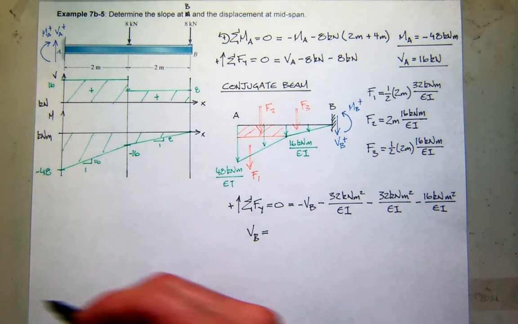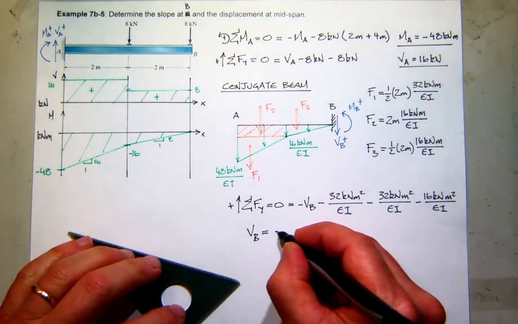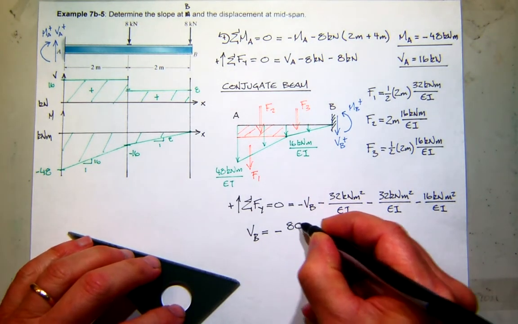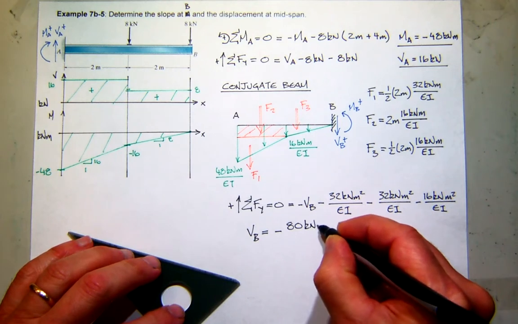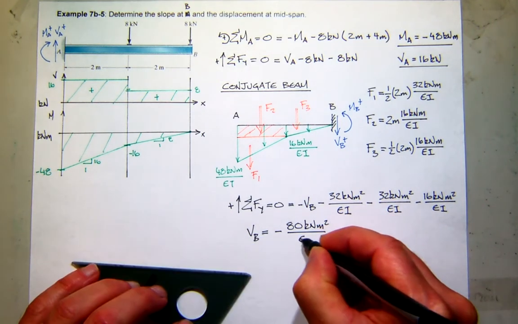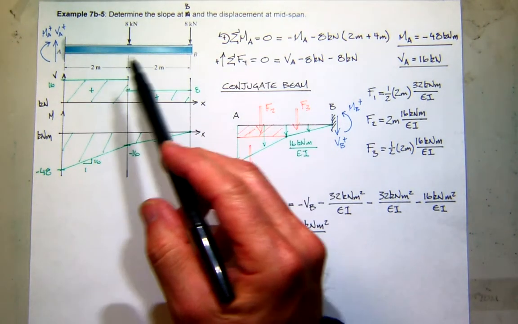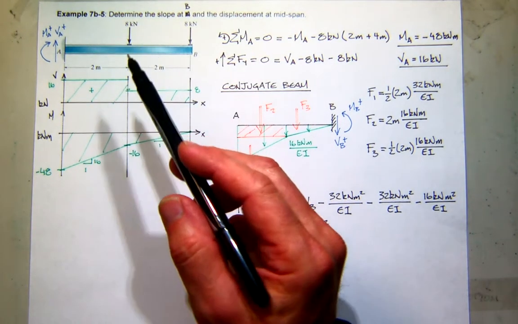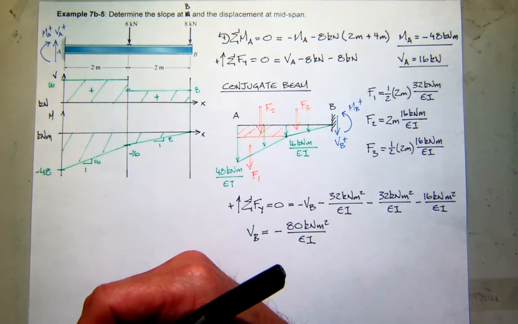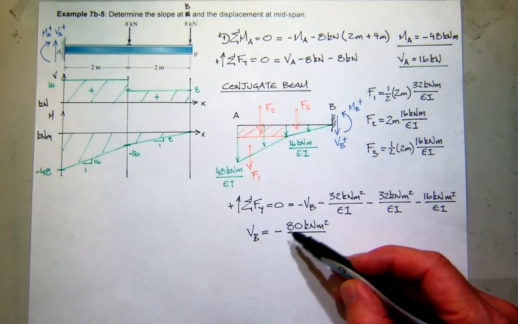What is it? That sounds reasonable. So that would be minus 80 kilonewton meters squared divided by EI. Now, in this particular problem, you'll notice that EI is not given, so you just have to leave it. You're done. So the only thing you can check at this point is the sign.